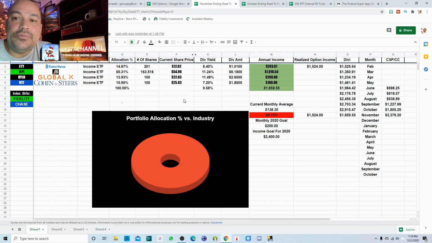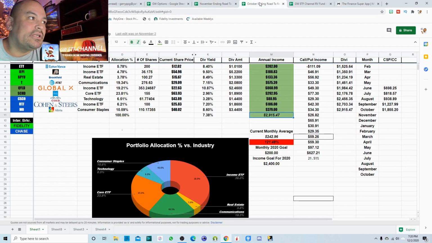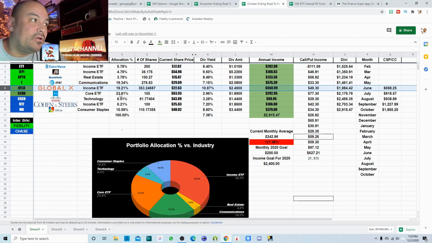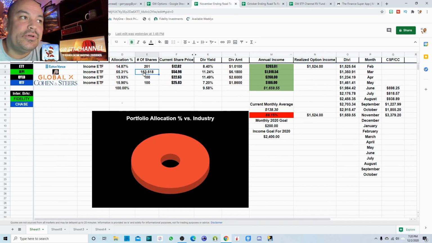So as the portfolio sits right now, our annual income is down to $1,659.55 as I rebuild the portfolio. Right now we have ETY. One big change: QYLD, I went from 353 shares down to 100 shares, and I put the residual of that into JEPI. So JEPI went from 36 shares up to 163.5. So we have 201 shares of ETY.